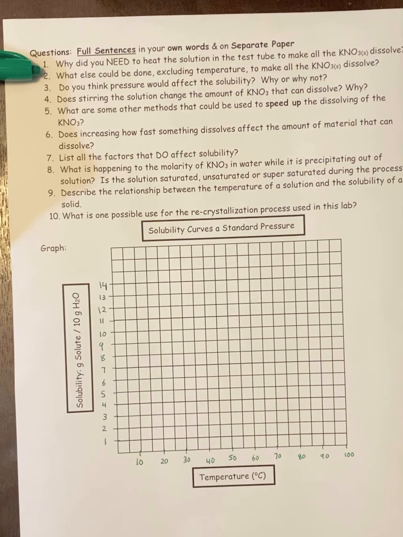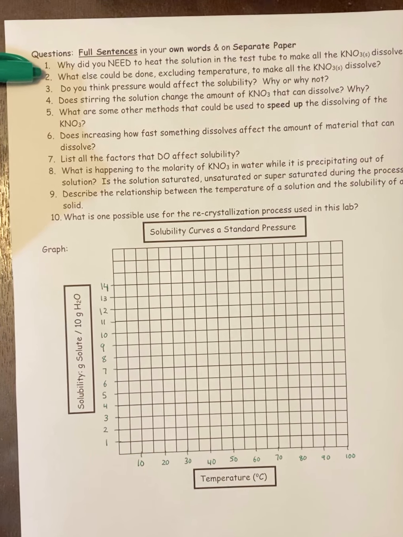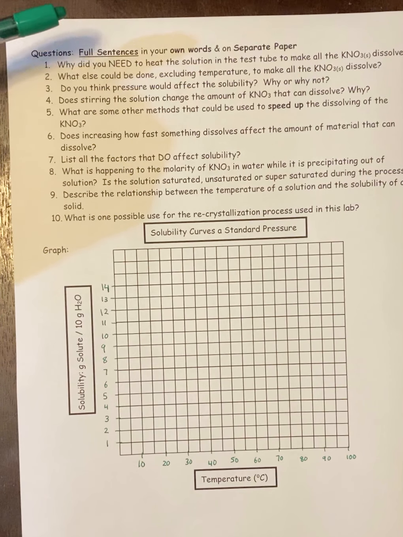What else could be done, excluding temperature, to make all the KNO3 dissolve? There are some other things. It has to do with, again, solubility rules, so you can talk about that. Remember, we want all the KNO3 to dissolve, not to make it dissolve faster. That doesn't really matter. We want to make more KNO3 dissolve.